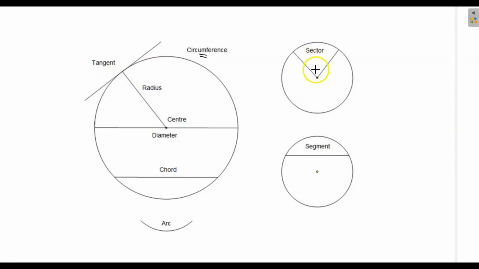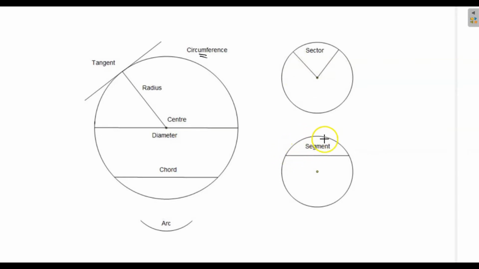We also discussed the sector and then the segment. The sector is a bounded region found in a circle when two radii bounded with an arc is formed. We have two sectors formed. We have the minor sector, which is a smaller region, and then we have the major sector, which is a wider region.